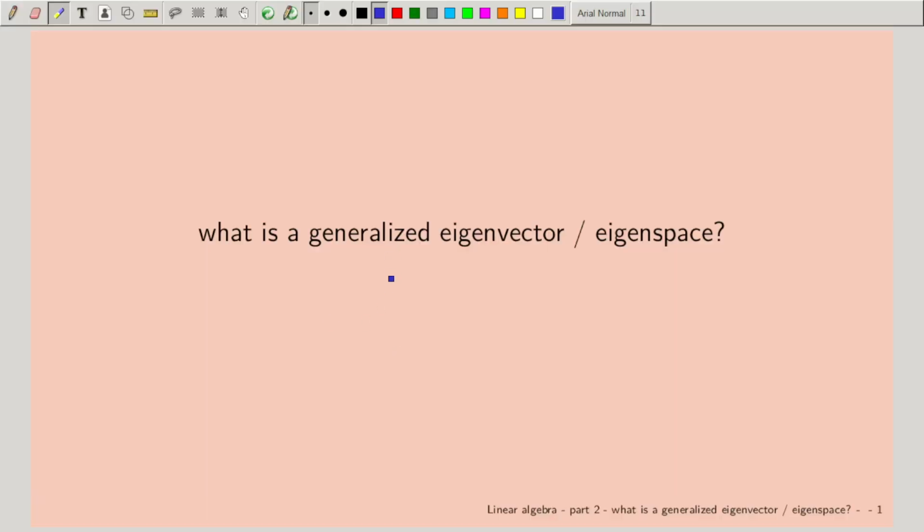What is a generalized eigenvector eigenspace? I think that several of you have never heard about the term generalized eigenvector eigenspace. Let's make a summary of where we are.